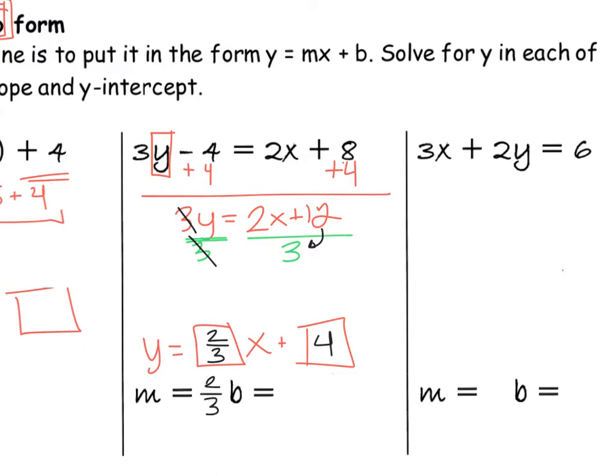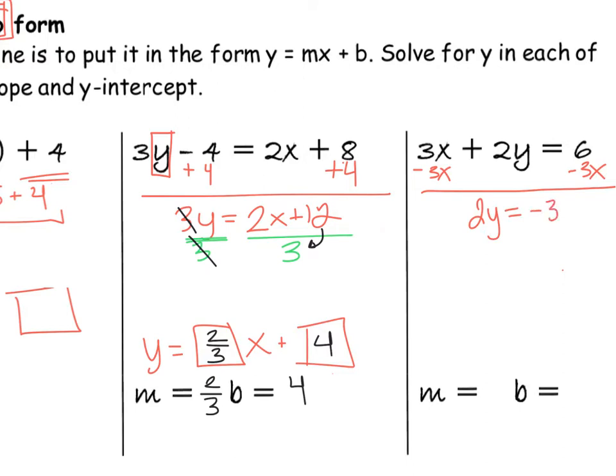So 2/3 is my slope, and my y-intercept is 0.4. Finally, in my last example, I need to move my x term to the right. So I'm going to subtract 3x from both sides. You might remember that this is called standard form: something x plus something y equals a number. But for finding slope and intercept, that is not the most helpful form.